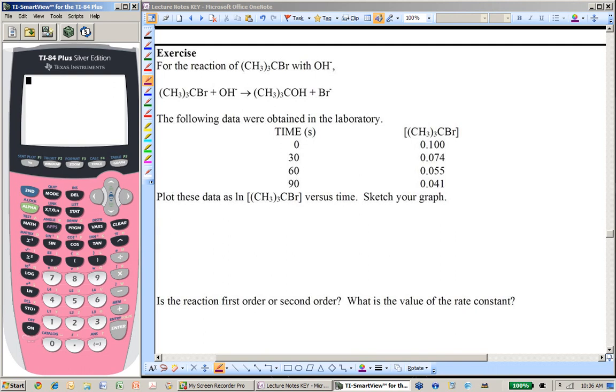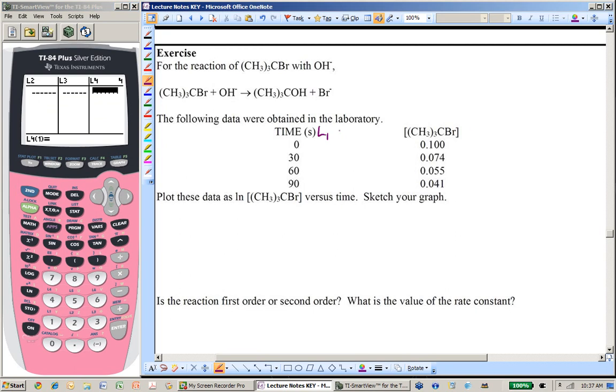For the reaction with trimethyl carbon bromo, whatever that stuff is, with hydroxide, the following data were obtained in the laboratory. It tells me to plot them as ln versus time. Well, that makes it easier. I don't have to do all three. So, to get started, second plus, item 4 is clear all lists, and hit enter. That's just faster than clearing them one at a time. Plus, you aren't risking deleting them by accident. What did I say earlier about where we put stuff? Time always goes where? L1. And the concentration goes in L2.